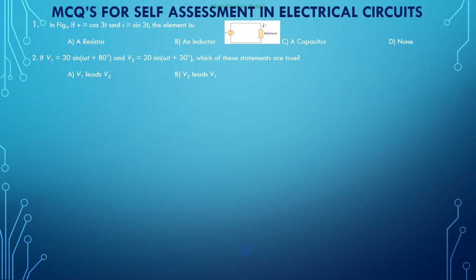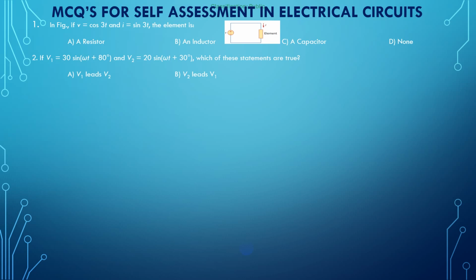Sin omega t plus 80 means it's after 80 degrees. Now it is plus 30. Which is starting first? Plus 30 is starting first, or plus 80 is starting first? Plus means what? Means before. Minus means what? Delay. Plus means before, means previous. Minus means after. So here plus is there.